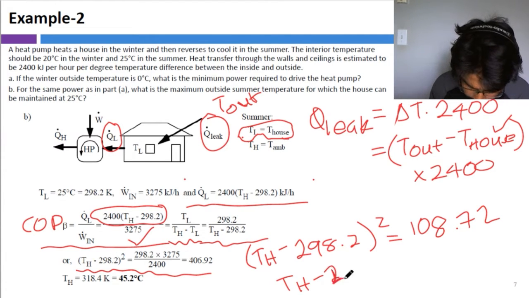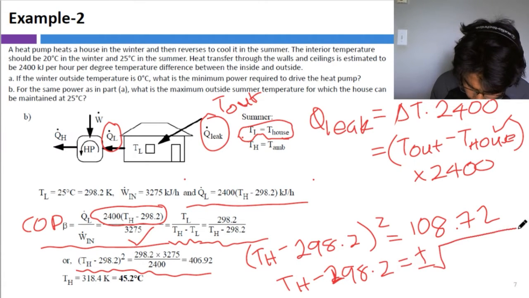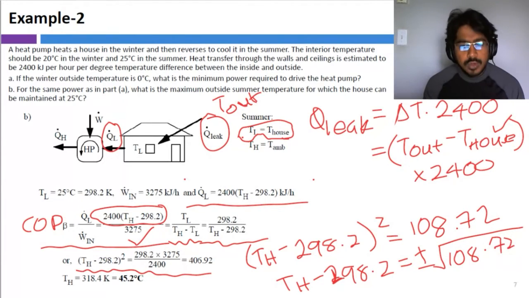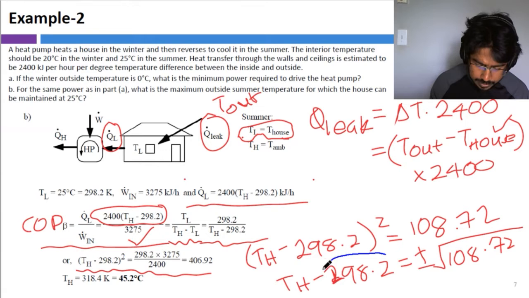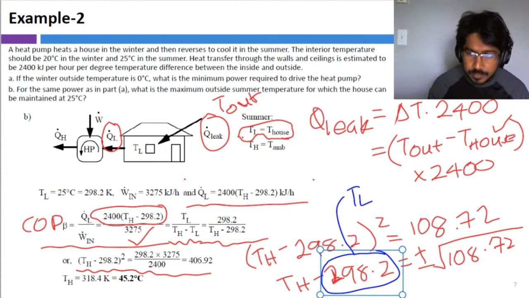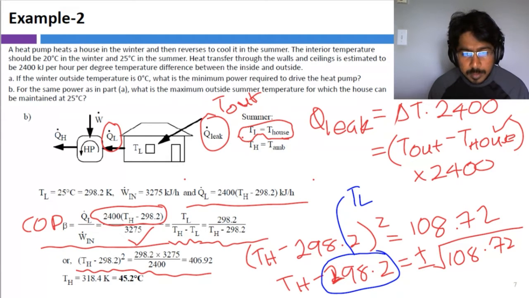and when we take the square root of both ends, we get TH minus 298.2 equals plus or minus square root of 108.72. What do we pick? The plus or minus value. So when we look at this number, this is going to be our TL value. And if we subtract something from the TL value, then it's going to be lower than TL, right? But TH should be always higher than TL.